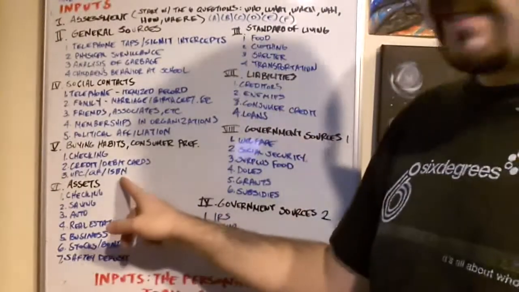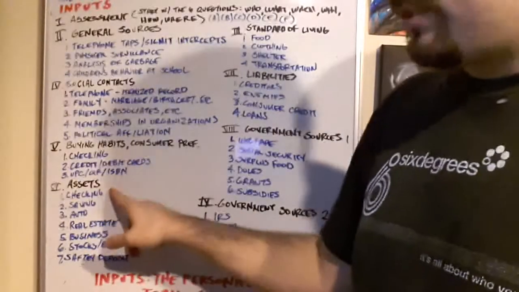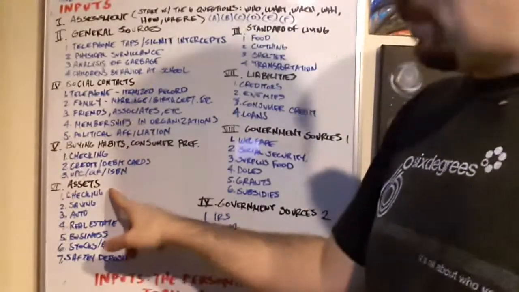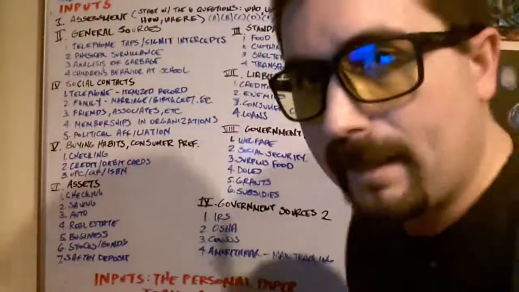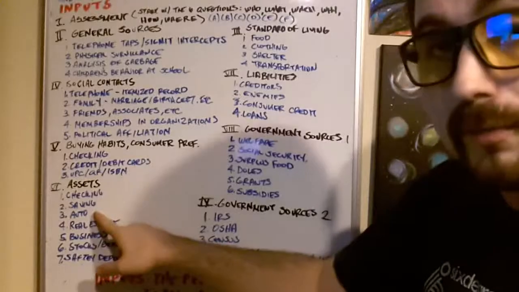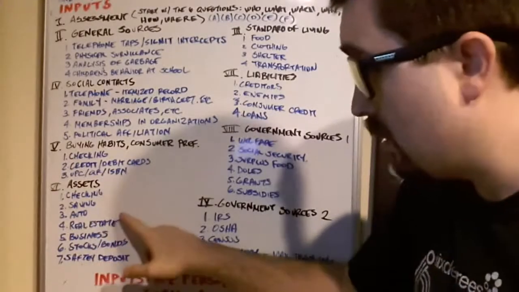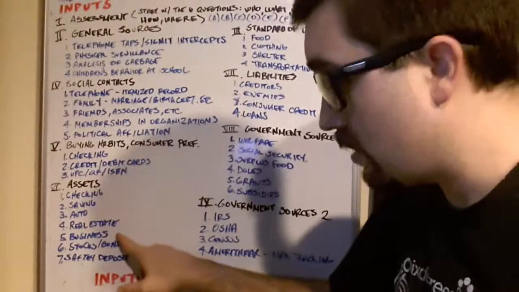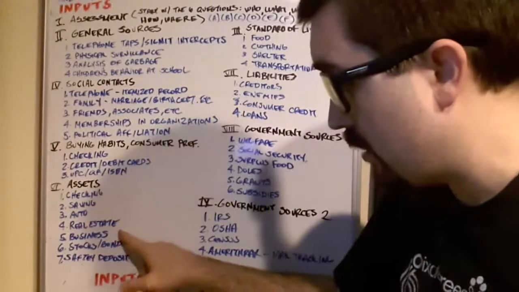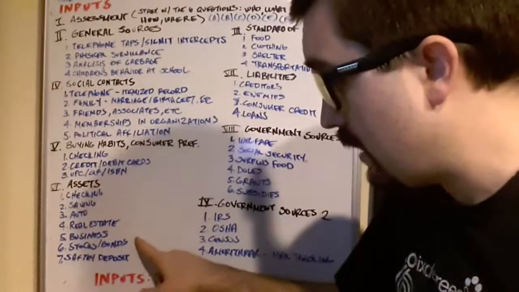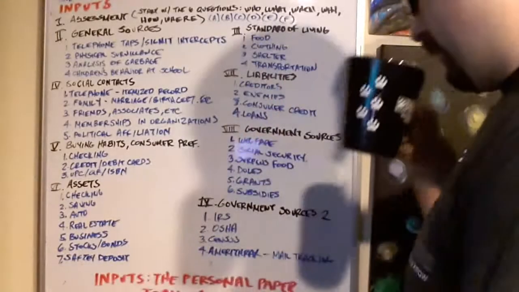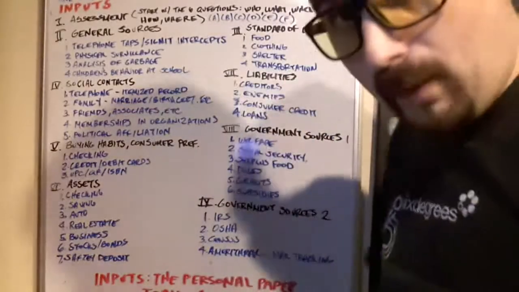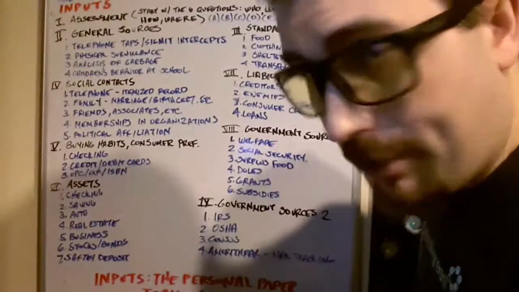All right, assets. Checking account, how much is in it? Savings account. Let me get down on here because I want my face to be in the video, of course, too. Okay, your automobile is an asset. Your real estate holdings. Your business, what type of business that you're in. Holdings of stocks and bonds, and anything in your safety deposit box. All inputs. With, mind you, personal paper trail.